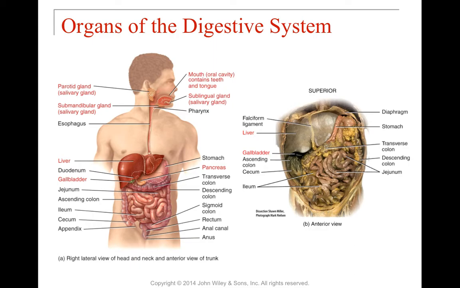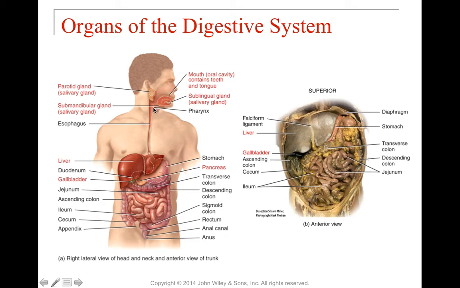So this is an overview of the organs of the digestive system, and anything that you see that's shown in red is going to be considered an accessory to the digestive system. So not an actual digestive system organ, but an accessory organ. Basically, food is going to enter into the mouth and oral cavity, where it's going to get what we call masticated or chewed up. We're also going to add saliva and salivary enzymes here.